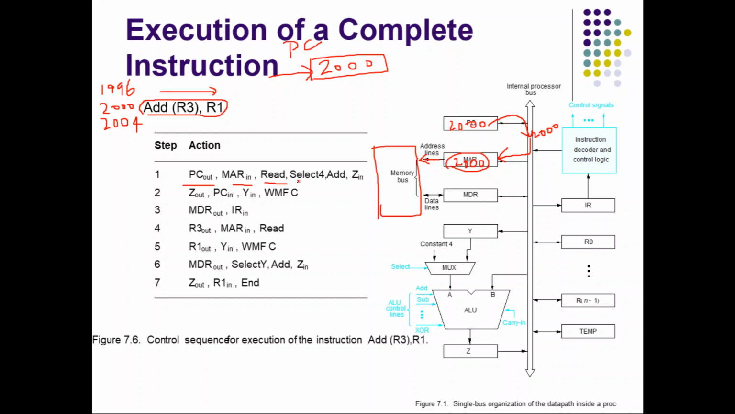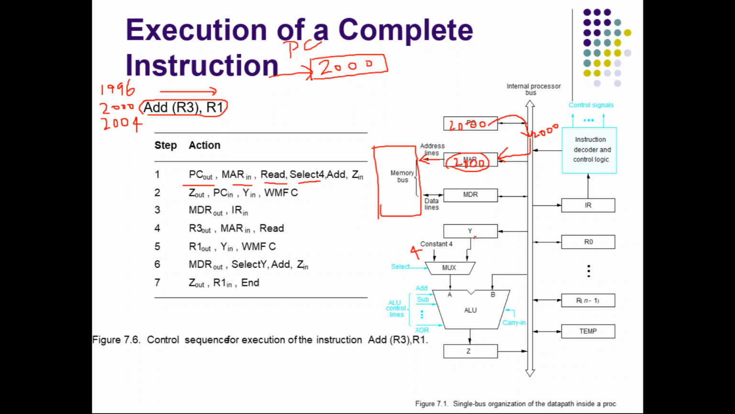What is that? Select 4. Select 4 means in this multiplexer, on top of the ALU there is a multiplexer. Here 4 is selected. Either you can select Y or 4. If you select Y, whatever is in Y will be transferred to the multiplexer. If you select 4, this constant 4 will be transferred to the multiplexer in turn to A.